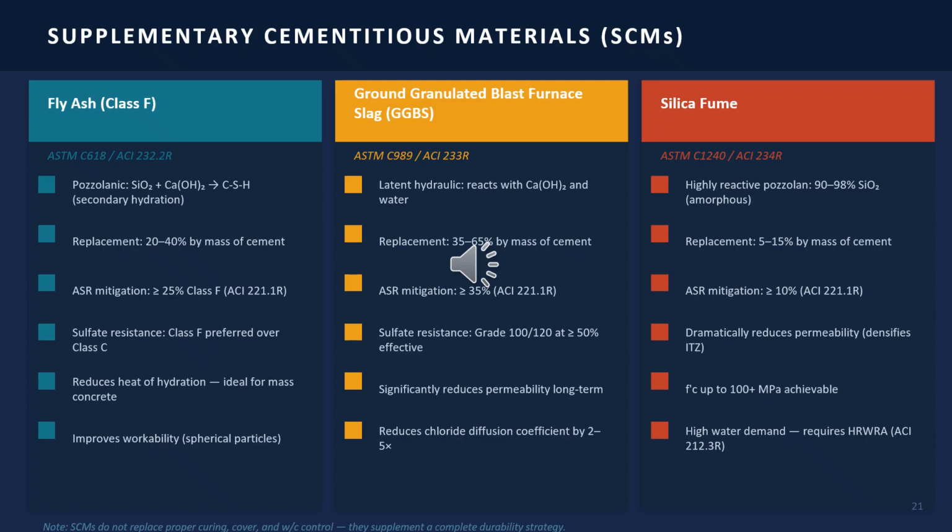ACI 221 requires only 10% minimum for ASR mitigation. The trade-off is high water demand. So you need to use higher range water reducing admixtures to maintain the workability.